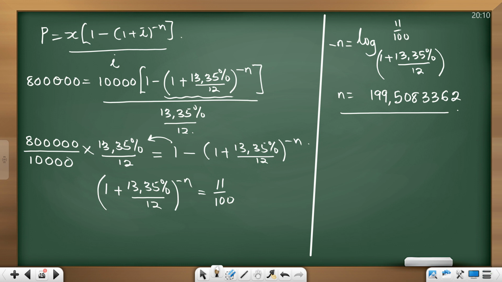Show that it will be paid in 200. It means we don't need 200 payments. Guys, they said show that it will be paid in 200. We don't need to actually pay 200. We need to pay 199.5. So we pay 199 full payments of 10,000. Then the rest will be a portion of 10,000. That okay? So this alone proves it.